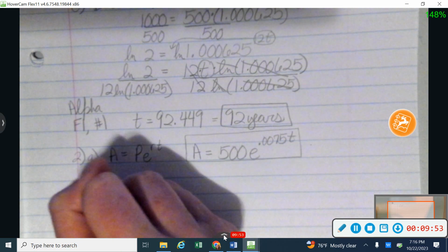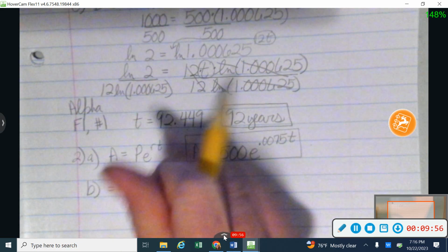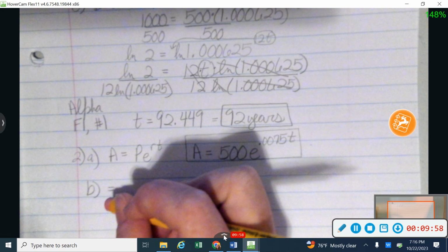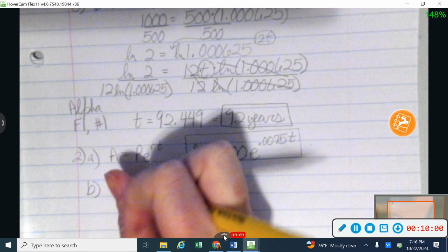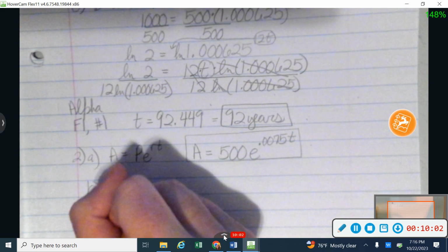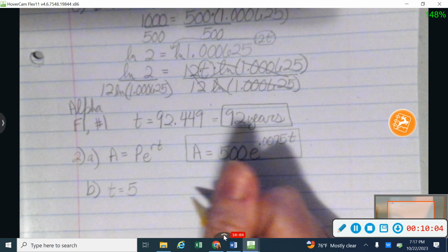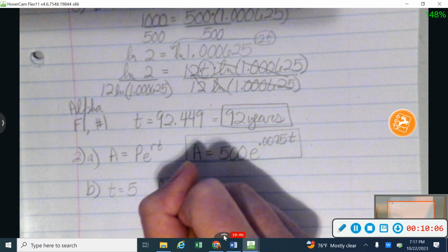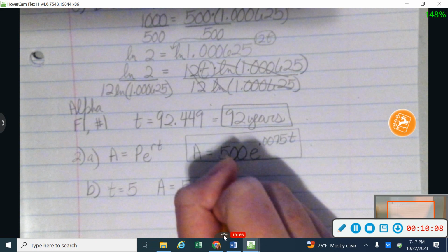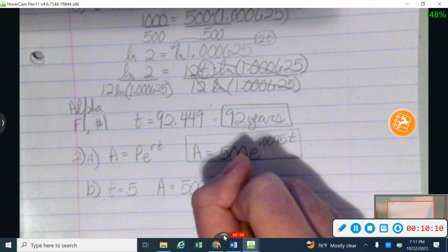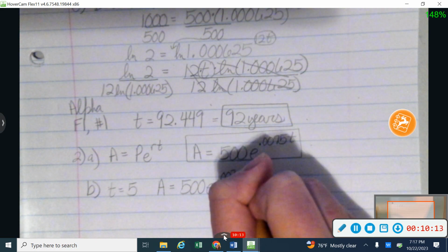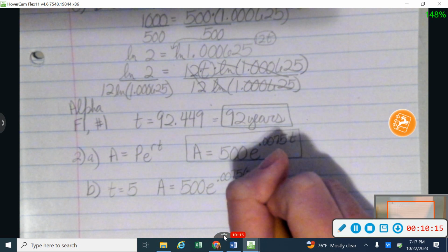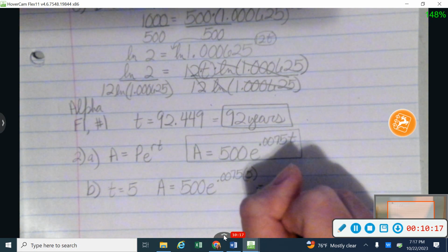All right, part B. I want to determine how much it is worth when t is equal to 5 years. So I'm just going to plug in that value of 5. E is a button on the calculator, so that's going to give me 0.0075 times 5 up there in my exponent.